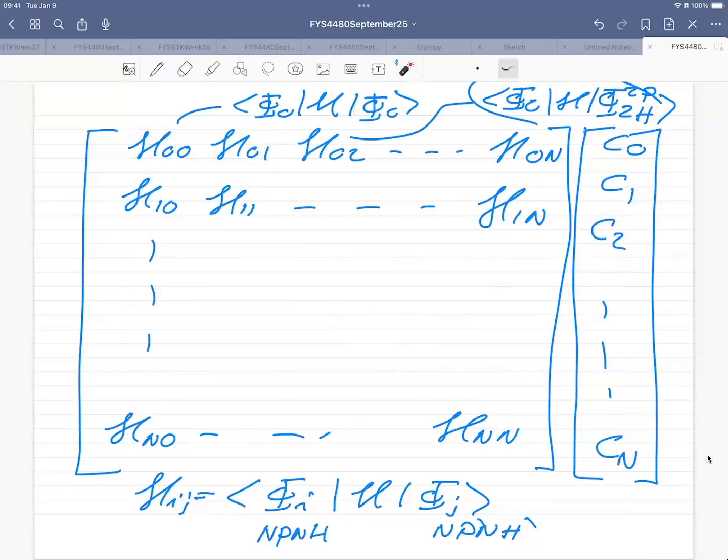And you see now that the only thing you need to do is to go back to the exercises from week 36 on the Condon-Slater rule. And then you can immediately set up what these different matrix elements are like. These are many-body states, and you're calculating overlaps between different many-body states. Does that make sense? The way we've been setting it up?